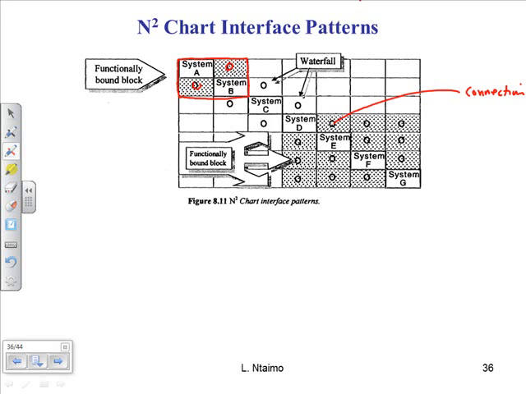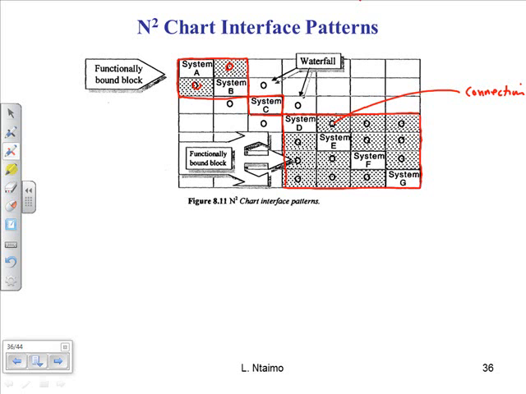Okay? What else do we notice here? We see that system C is in between system A, B, and the rest of the systems over here. So we can see these patterns in this picture, right?